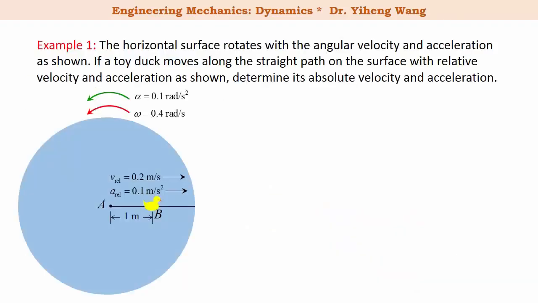Let's look at this example. There's a horizontal surface that is rotating about point A with angular velocity and angular acceleration as shown. There's also a toy duck that is moving along a straight line on this surface, and its relative linear velocity and linear acceleration on this line are also given. We need to determine its absolute velocity and acceleration at this instant.